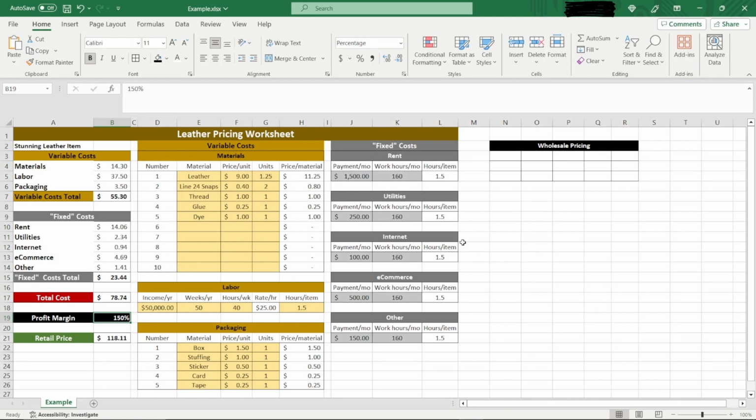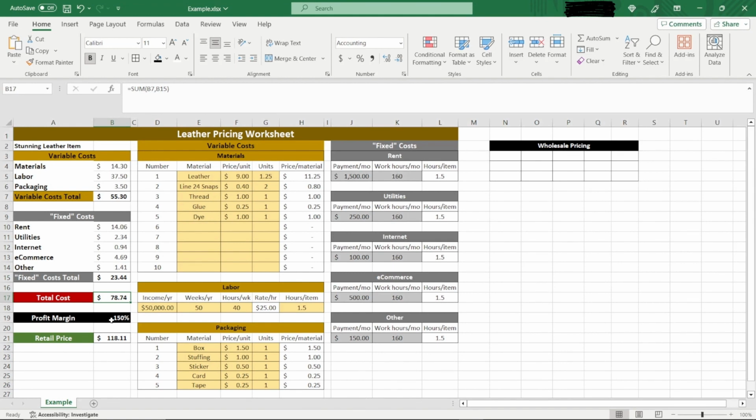Okay, so I filled in generic items for a stunning leather item, whatever that is. And to determine wholesale pricing and what volume discounts you can offer to people who are going to resell your items in some way, we're going to be focusing right down here. Okay, so the total cost of this item is $78.74. For sake of argument, let's just say $80. Let's just round up.